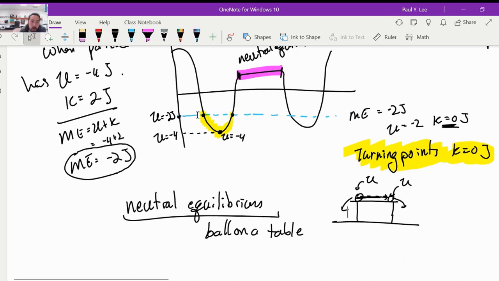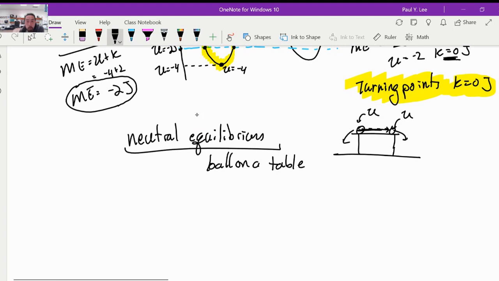All right, now let's do two more equilibrium points. One part is called the stable equilibrium.